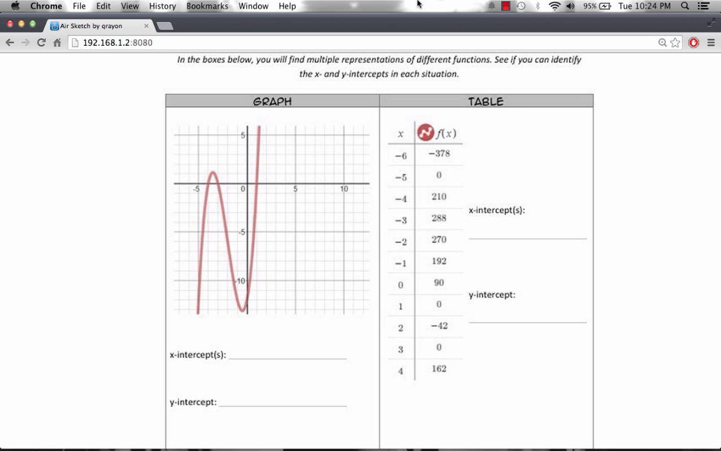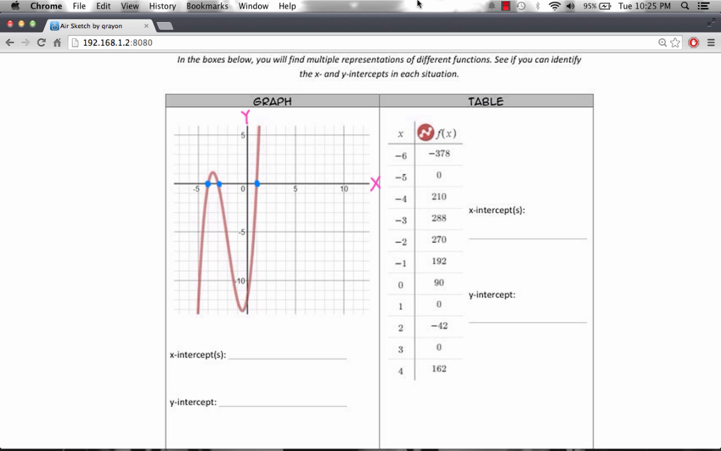So we're given multiple representations, and we're first going to start with this graph. To find the x-intercepts, we want to locate where your graph touches or crosses the x-axis. Now, if you don't recall, the x-axis is the axis that goes left to right. The y-axis goes top to bottom. So if we're looking for the x-intercepts, again, where your graph crosses the x-axis, we're looking for intersection points. And we have one here, another one here, and a third one right here.